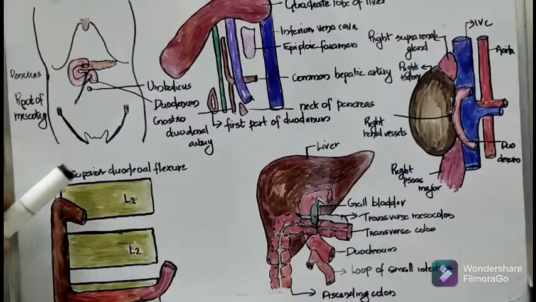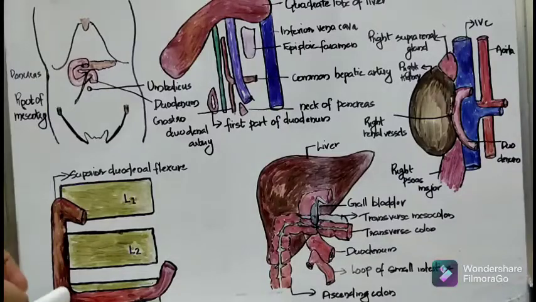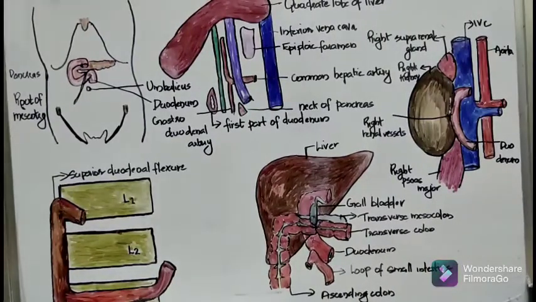So it starts at the superior duodenal flexure and passes downwards, and at the lower border of the third lumbar vertebra it curves to the left side and becomes continuous with the third part of the duodenum, that is the horizontal part, at the inferior duodenal flexure. And this part of the duodenum is about 7.5 centimeter long. This part of the duodenum is retroperitoneal as well as fixed.